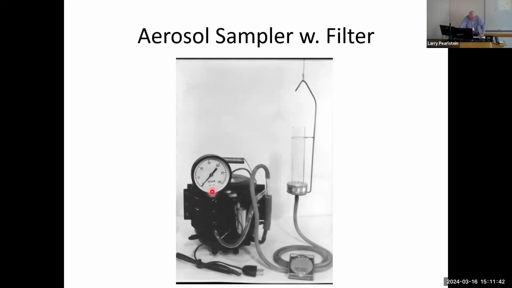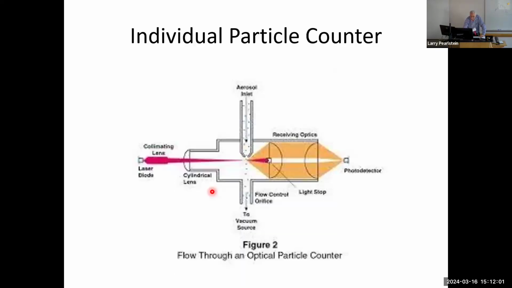The modern method, though, is to examine bulk aerosols by a turbidimeter, which is very similar to the instrument we looked at to measure visibility of the atmosphere. Just the light gets scattered from the collective aerosols. You can also count individual aerosol particles. And here's an individual aerosol particle counter.